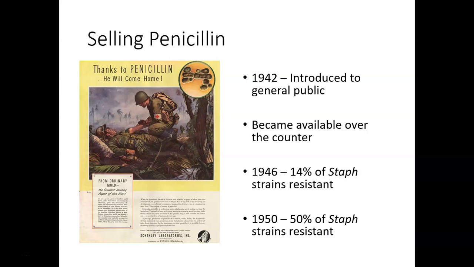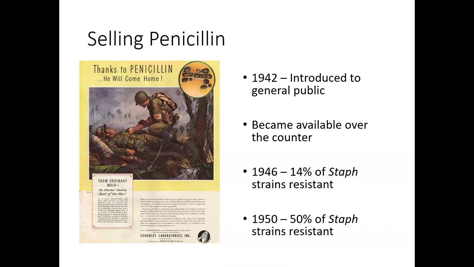So it did such a great job in saving troops that in 1942, penicillin was introduced to the general public as an antibiotic to stop infections for everyone, not just for the soldiers. It became available over the counter, and it was used at such a high rate and for pretty much everything, not just for bacterial infections.